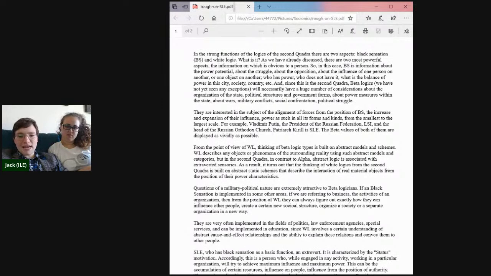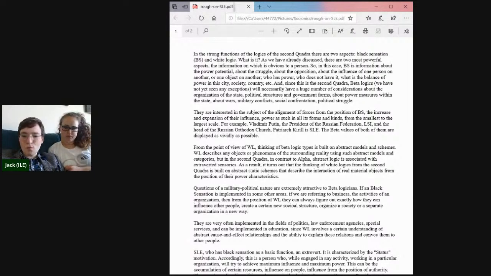So, for example, Vladimir Putin, the president of the Russian Federation, which is an LSI, I agree with him as SI, and also the head of the Russian Orthodox Church, Patriarch Kirill. So you wouldn't know who that is. That's fine. This is translated from Russian. The beta values of both of them are displayed as vividly as possible into that power orientation. So I'm a bit like Vladimir Putin, you could say, but perhaps more extroverted than Vladimir Putin.